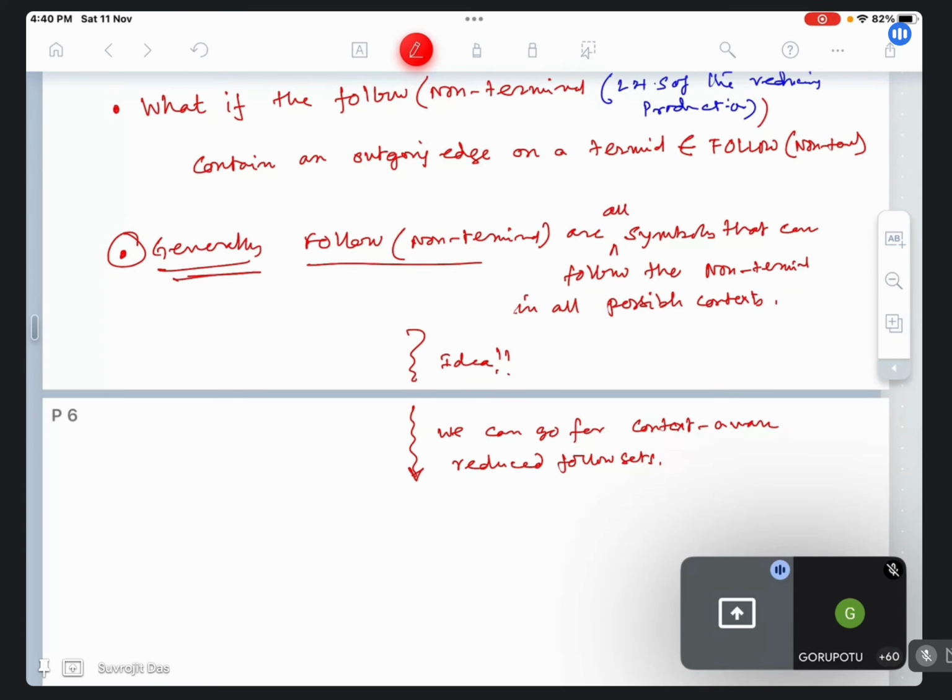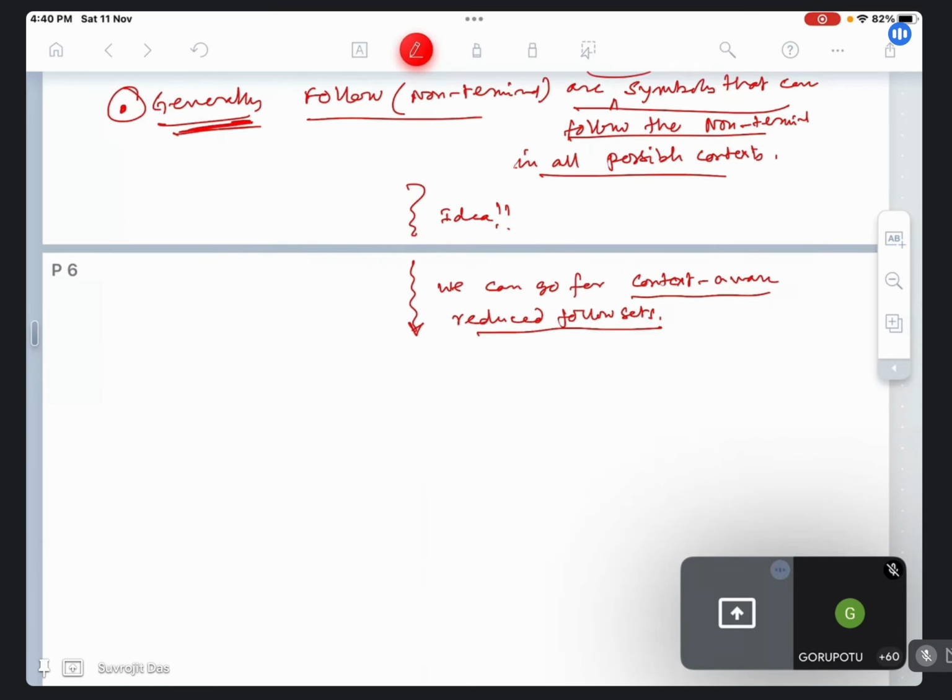The general concept of follow set is that when you say we have a follow of a non-terminal, it means all symbols that can follow the non-terminal in all possible contexts. In our state machine, the contexts are very well defined, right? Do you agree? The contexts are extremely well defined, and we do not need all the elements of the follow set of a non-terminal for deciding on transitions. So we can go for context-aware reduced follow sets. And what are those sets called? In compiler design, we have a name. Those sets are called look-ahead sets.